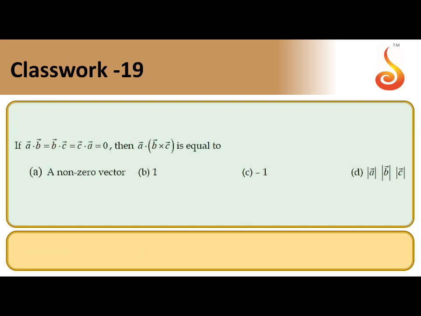Next, A dot B equal to B dot C equal to C dot A equal to 0. Then what is A dot B cross C? A dot B equal to 0 means A is perpendicular to B, and B dot C means B is perpendicular to C, and C is perpendicular to A, they are given.